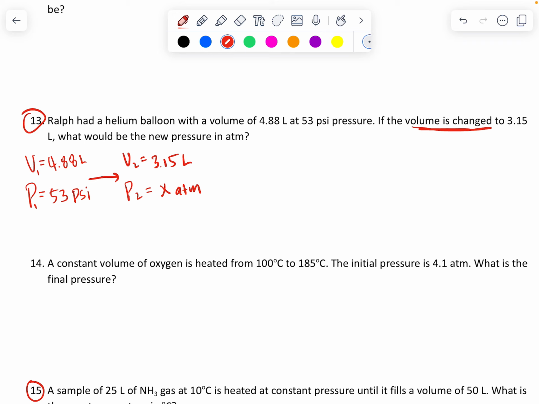So take a look, guys. Pressure 1 is in terms of PSI. However, we want pressure 2 to be in terms of ATM. Do you know what that means? I'm going to have to convert this guy to ATM, making sure that both pressure units are aligned. Otherwise, you're going to get a very wrong answer, and we don't want that, right? So let's go ahead and give that a go.